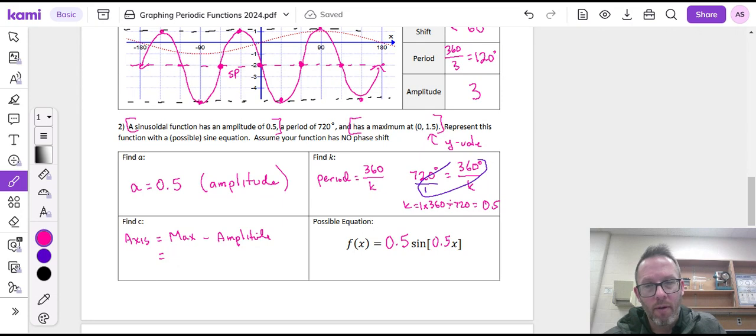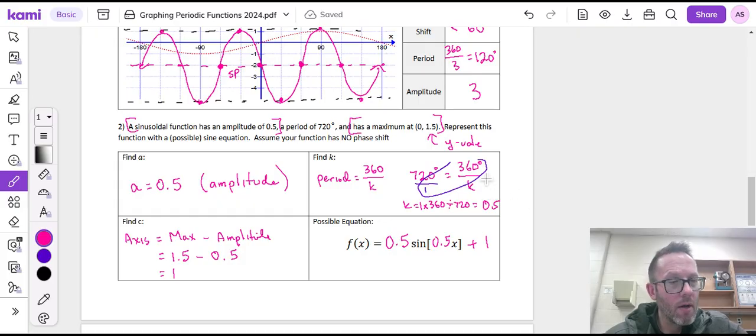So we have a max of 1.5, and the amplitude is only 0.5. That means our axis is at positive 1. And if we were to graph this sine function on a blank grid or using Desmos, we would get a function that satisfies all these properties. You can feel free to check that out if you'd like as well.